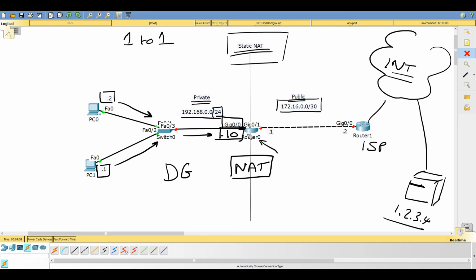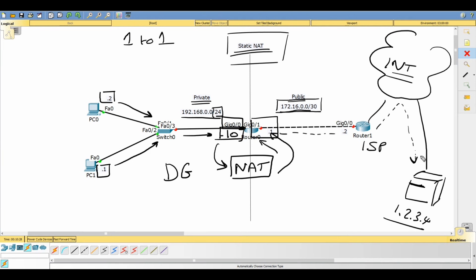The router receives the frame on gig 0/0 and it goes through the NAT process. The NAT process changes the layer 3 header from the original source of 192.168.0.1 or .2, and changes it to the public, which is the 172.16.0.1 IP on this interface, and sends it onto the final destination.